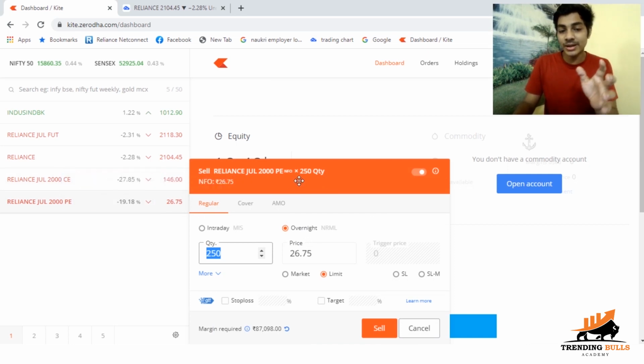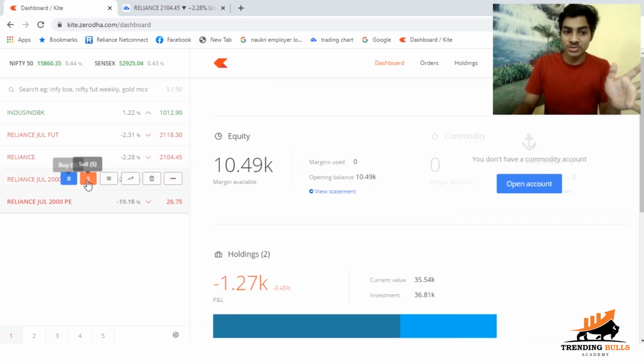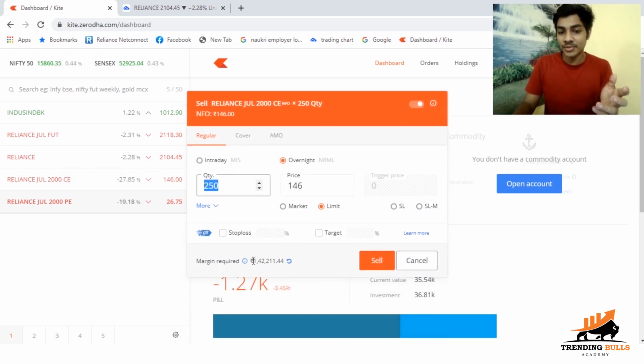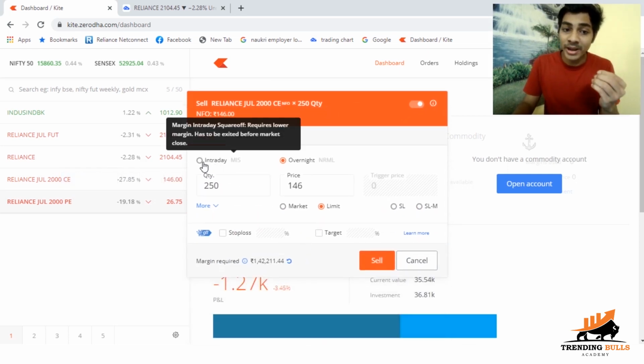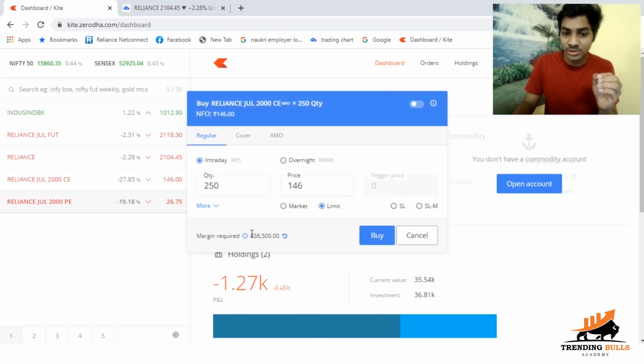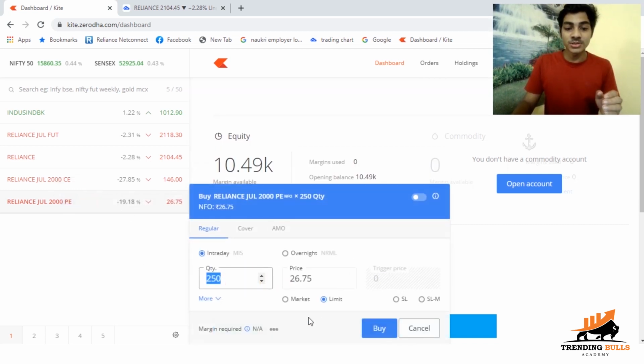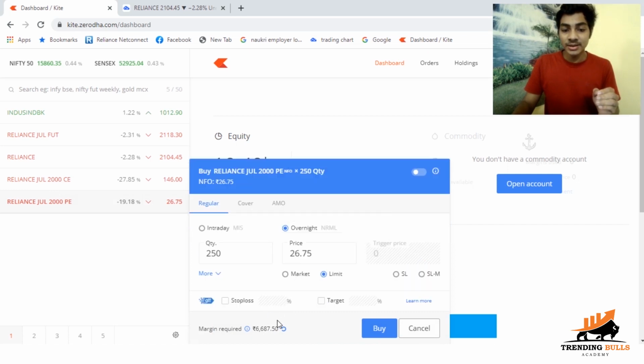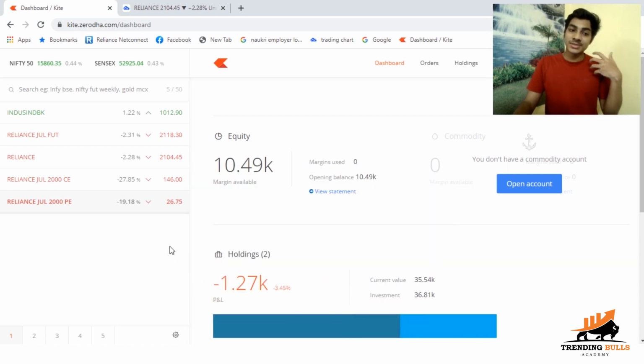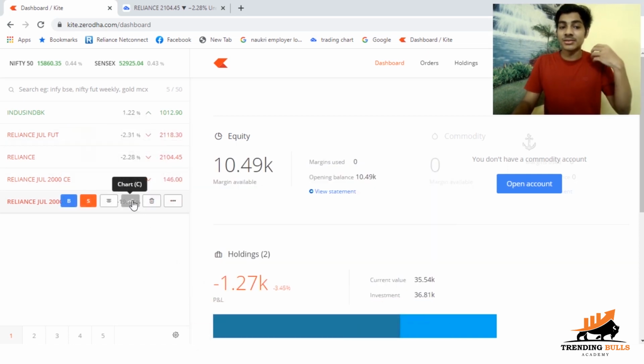If you want to short any option, let's say you want to short a put option, you need bigger capital. Now why? If you just want to buy an option, you just need 36,000. But if you want to short the same strike price call option, you need 1 lakh. If you want to buy a put option, as you can see, you just need 6,687, whereas if you want to short a put option, you need 87,000. There is a technical reason why an option seller needs more capital.